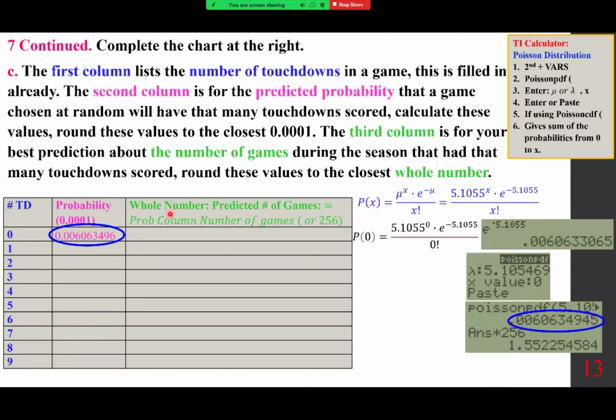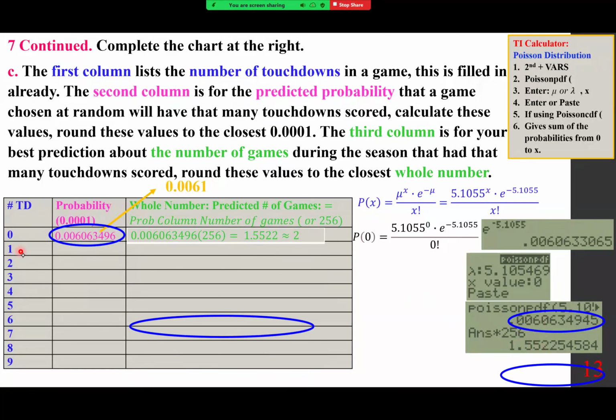Now, it says predicted number of games. We will have to multiply the probability column by the number of games, 256. So we multiply this one by 256, and we get 1.55, and we round it. First of all, I wrote it just the way it is here. Secondly, they want 4 decimals, so we stop at 0 and we change it to 1. For the right side, we multiply by 256, we get this number. Rounding it to the whole number, I change it to 2. So this is the answer, we change it to 2 because we want a whole number.